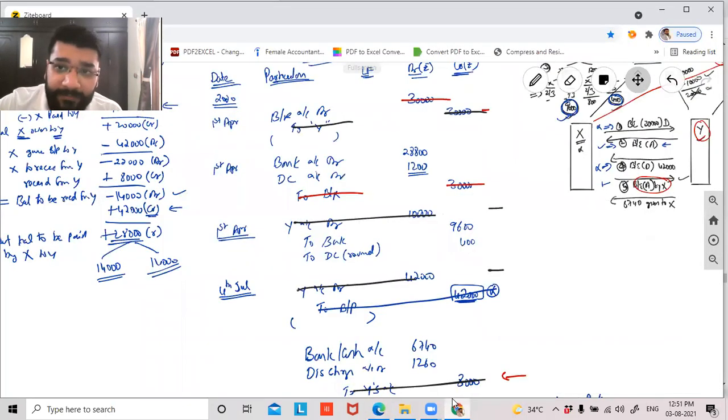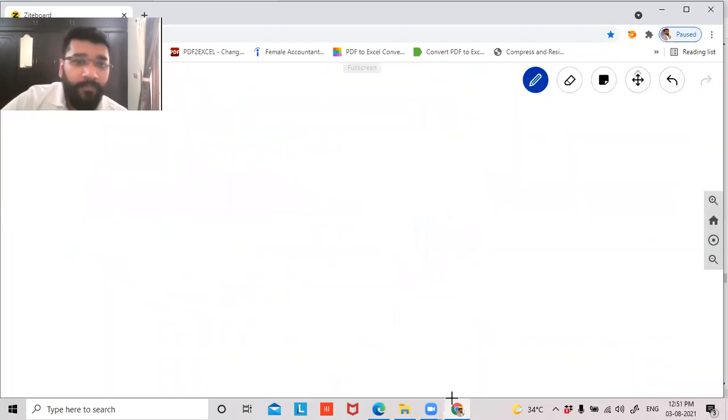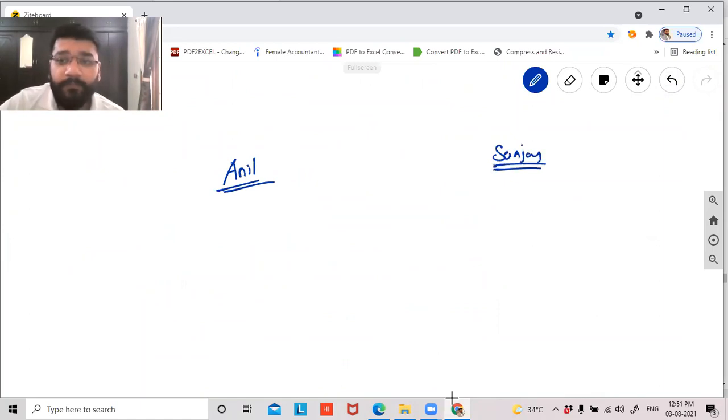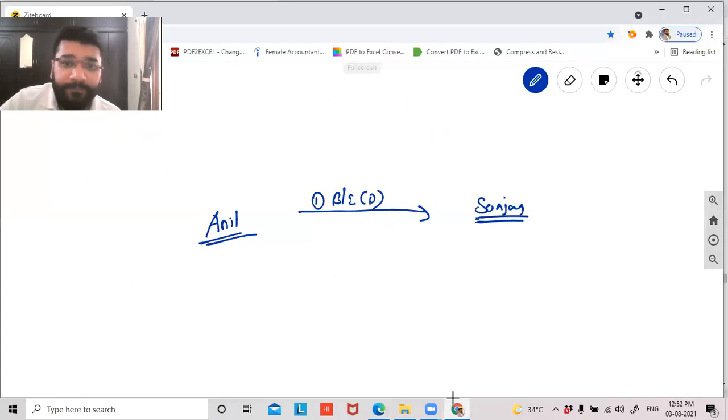So let's draw the diagram. This is Anil and this is Sanjay. Anil is drawing a bill. So bill of exchange has been drawn for what value? For 9,000 rupees, to which Sanjay has accepted. Second entry is bills of exchange accepted.